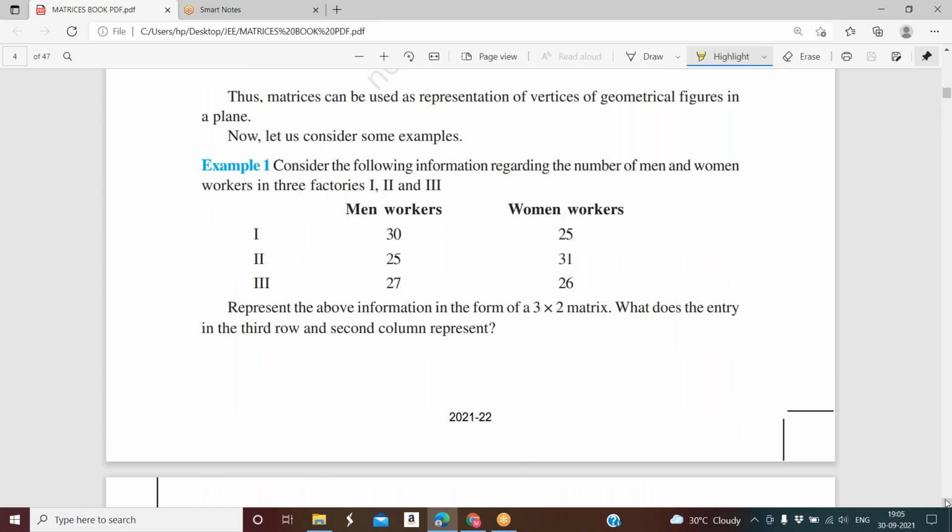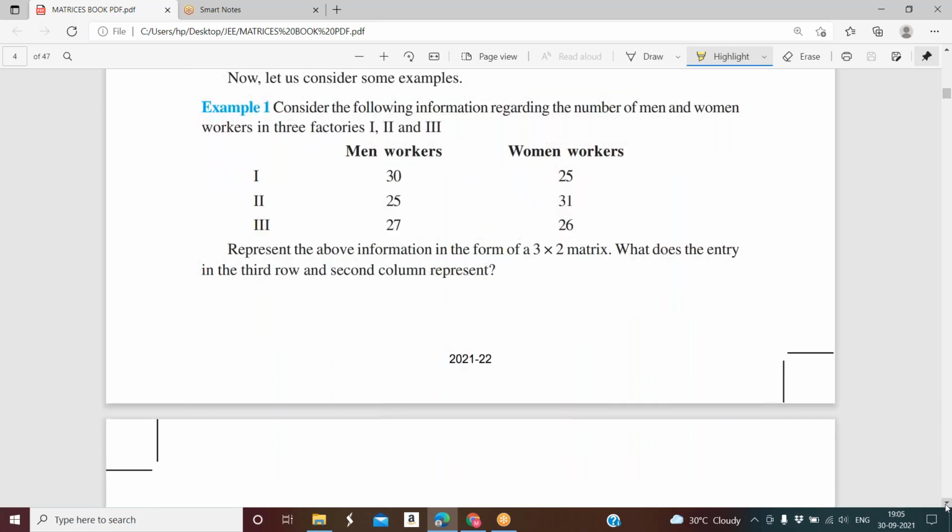Let's see some examples of how to write the given information in terms of a matrix. Consider the following information regarding the number of men and women workers in 3 factories: Factory 1, Factory 2 and Factory 3. We are going to represent this information in the form of a matrix. Any information can be represented in the form of a matrix. If you are able to represent the given data in the form of a matrix, then it is easy to solve the problem.